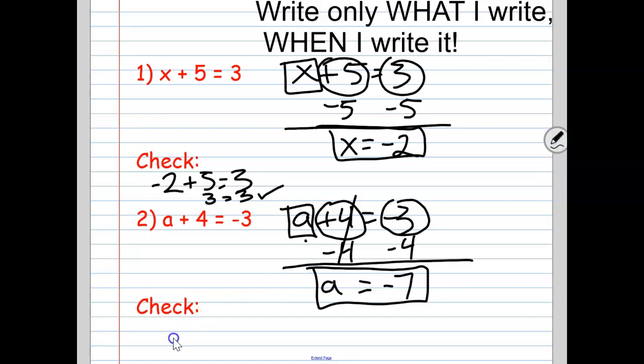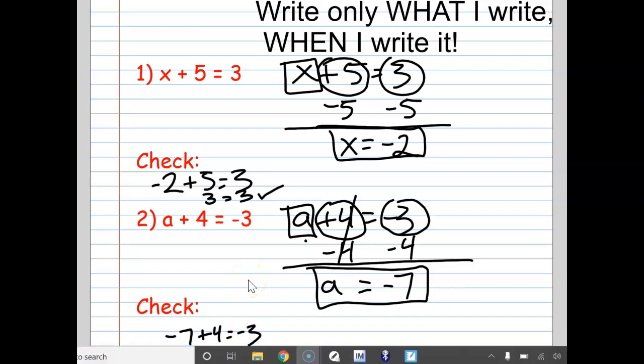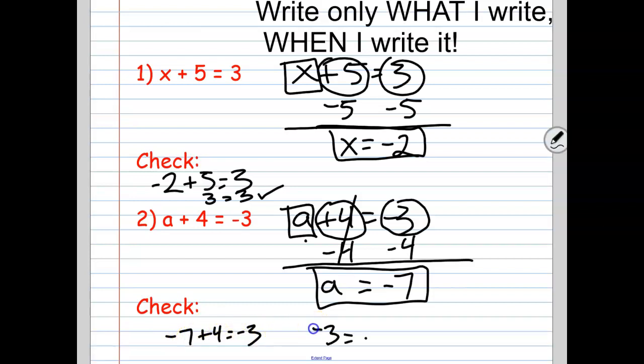And I'm going to do my check. Negative 7 plus 4 equals negative 3. All right, and then I check and see, hey, did that work out? If these are different signs, I subtract, and I get negative 3 on both sides. So since negative 3 equals negative 3, boom.